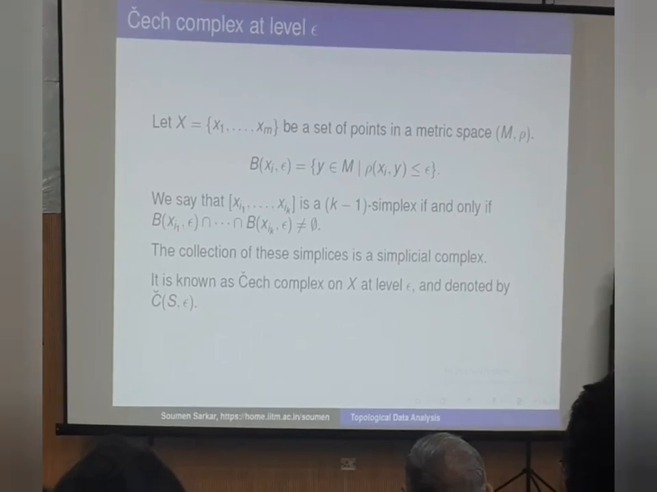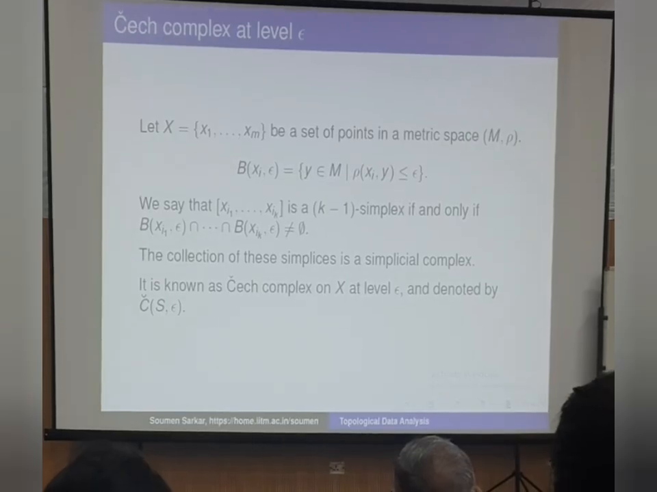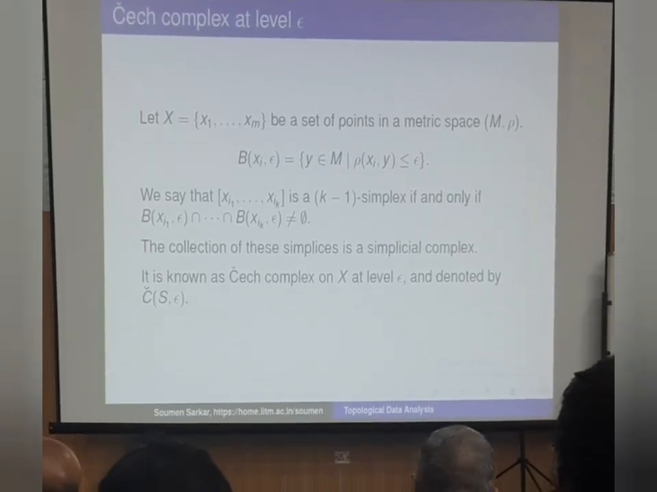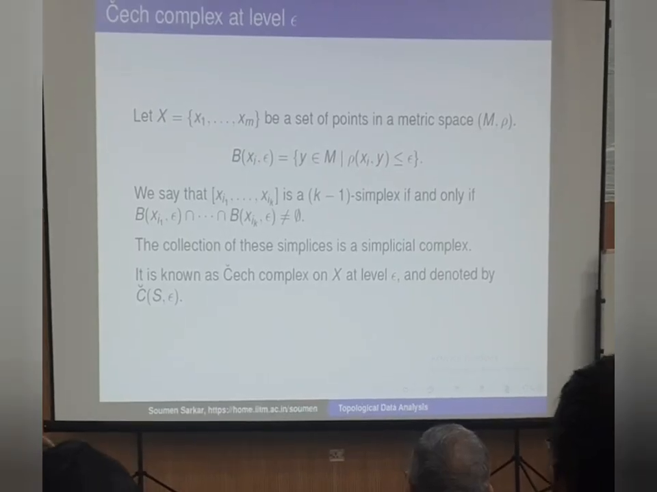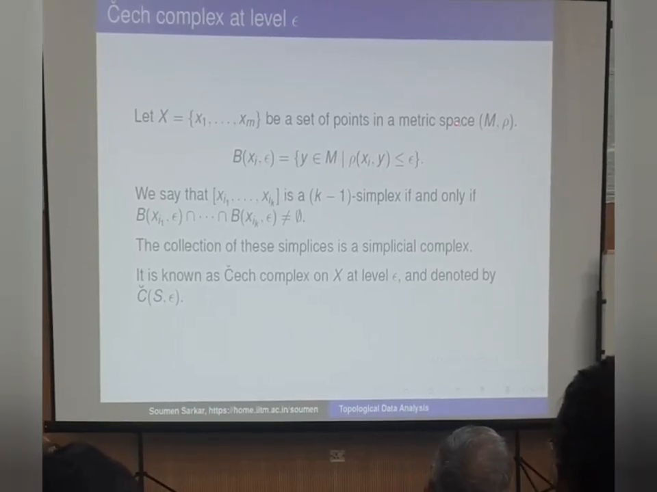Some distance function is there. It can be Euclidean metric, it can be other metric also. There are several ways to do that. We know several types of metric, right? So this is a subset of this one.